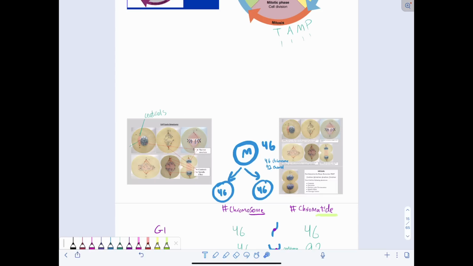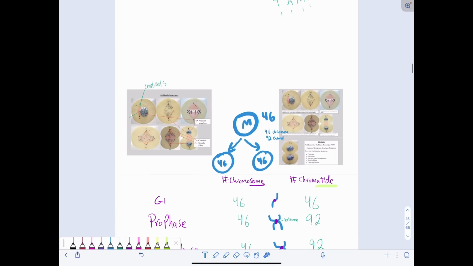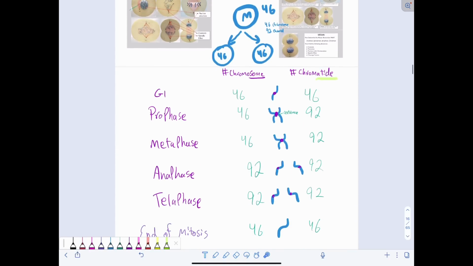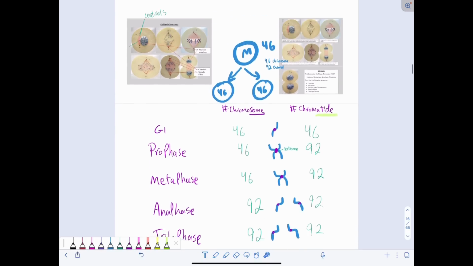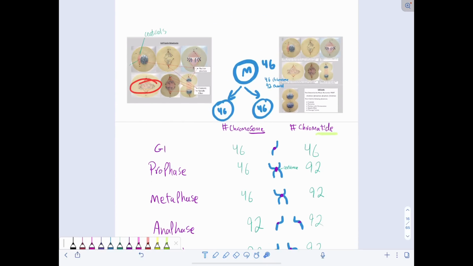Notice, in anaphase, you actually pull apart these sister chromatids. Because you're pulling them apart, they're no longer together, and so each one of them is called a chromosome now. You still have 92 chromatids, but now you have 92 chromosomes as well, because they're not stuck together anymore. Before anaphase, you had 46 chromosomes and 92 chromatids, and after anaphase, 92 chromosomes and 92 chromatids.